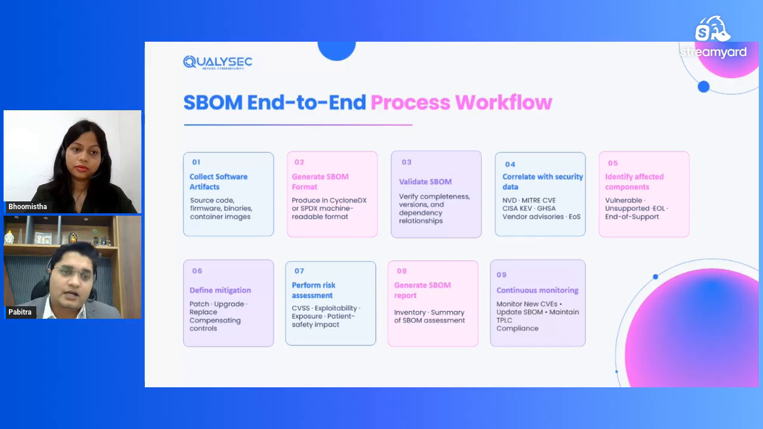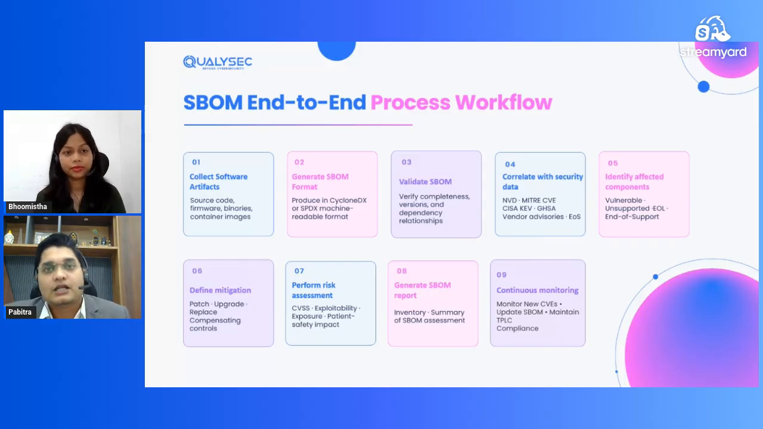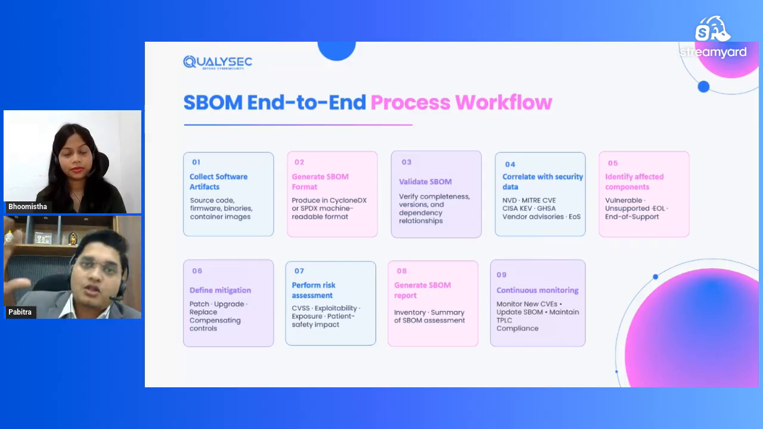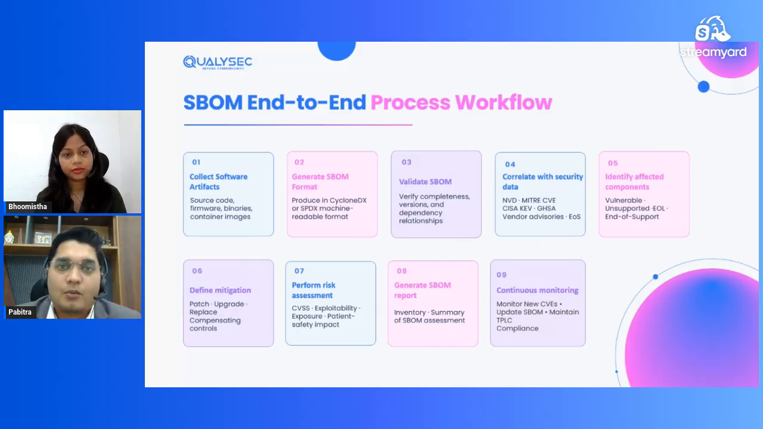Once we identify those, we prepare a mitigation step: whether we can update, upgrade, or implement any patch. Once we conduct those, we perform a risk assessment, after the pen testing has been completed. Then we generate the SBOM report with all these details, showing what we have been doing, and submit it to the FDA.